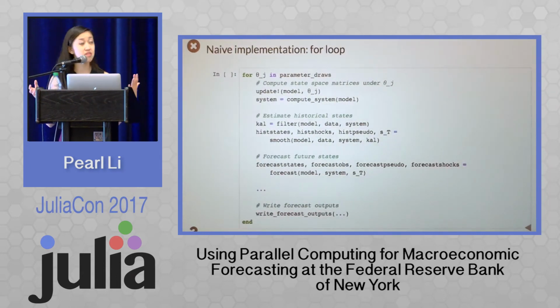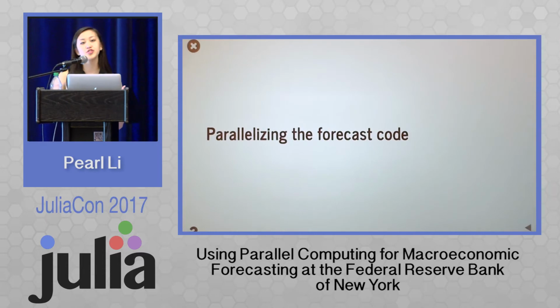So we can start with just the naive implementation of all of this. You can just imagine a for loop. We have all these parameter draws that we've gotten from the estimation step, and then we just loop through each draw theta j. For each parameter draw, we want to turn the parameter vector theta into these state space matrices, which we'll combine in this system variable. Then we'll estimate the historical states, we'll forecast future states, we'll do some other things, and then finally we'll write the output for that draw to disk, and then we'll do it all again. So clearly this is not ideal, and we'll talk next about two ways that we went about trying to parallelize this.